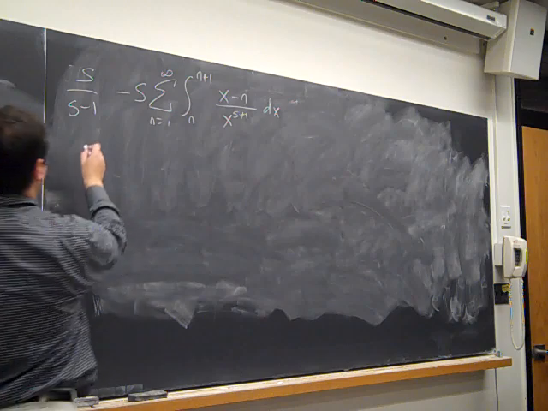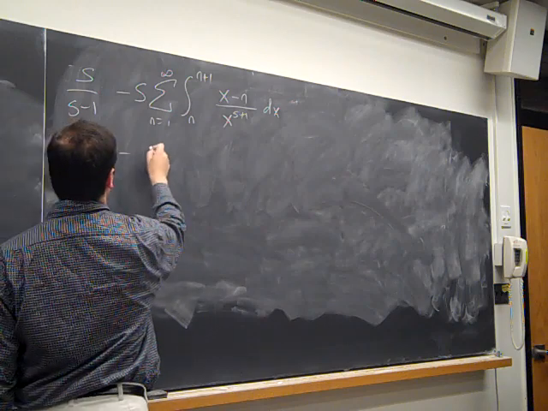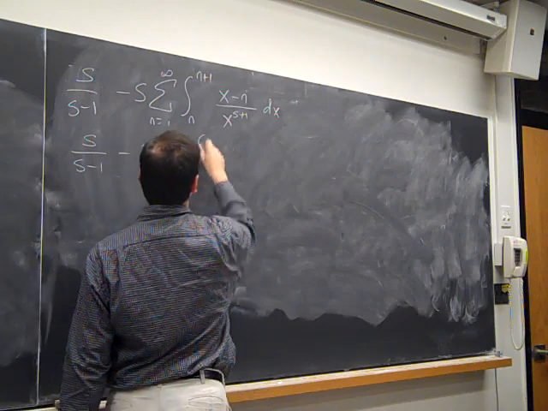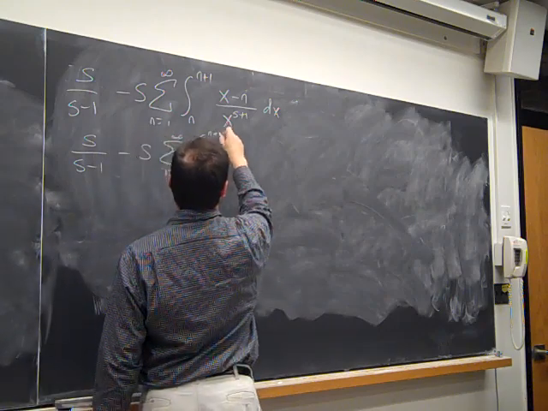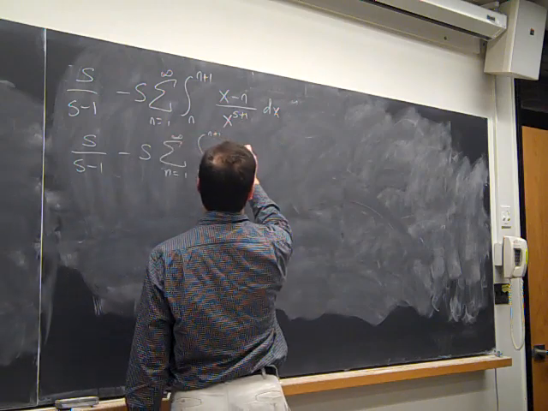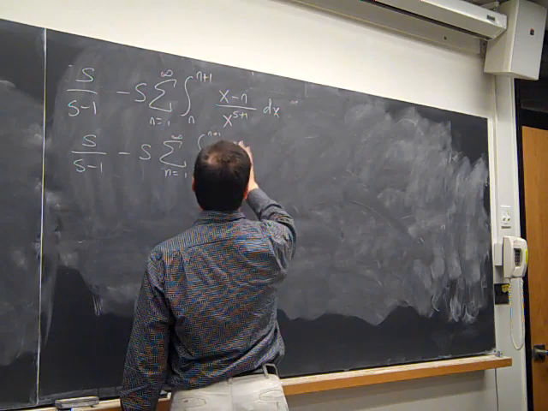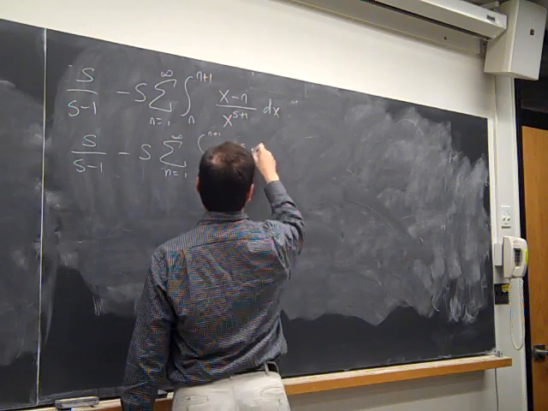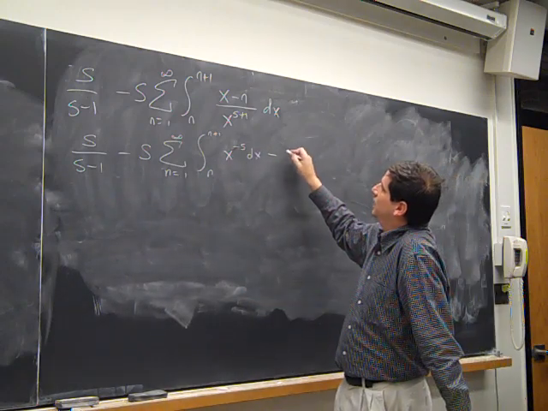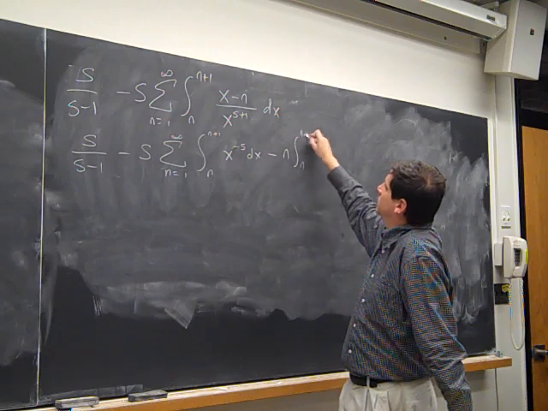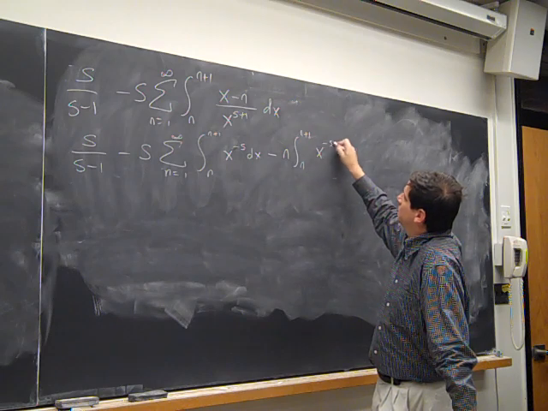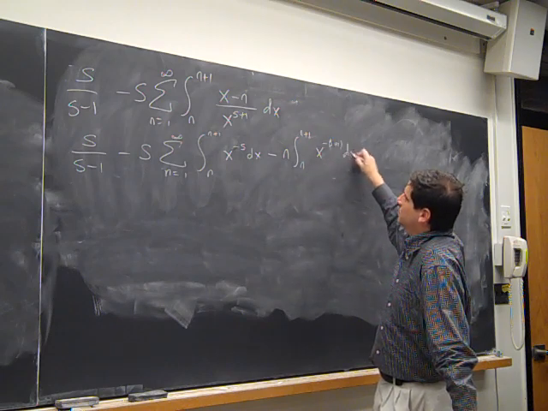Yeah, split it up. So we get s over s minus 1 minus s times the sum from 1 to infinity. And then the first one, n to n plus 1, I have x over x to the s plus 1. So that's going to be x to the negative s dx. And then I subtract n times the integral from n to n plus 1 of x to the negative s plus 1 dx.